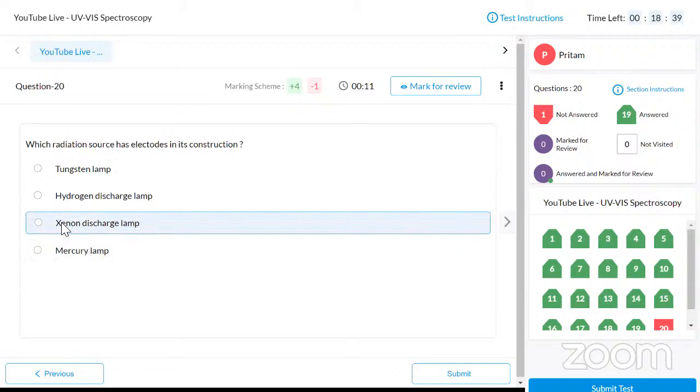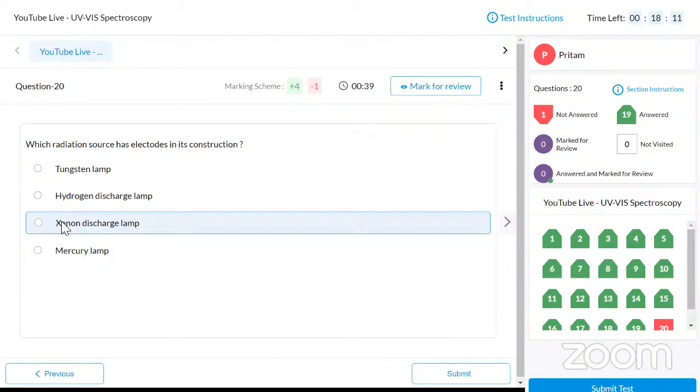Which radiation source has electrodes in its construction? We have the tungsten lamp, the hydrogen discharge lamp, the xenon discharge lamp, and option D is the mercury lamp. Now, which of the following will have electrodes in its construction? As we all know, what is a tungsten lamp? It is nothing but a lamp with a filament of tungsten. So option A is not your answer.